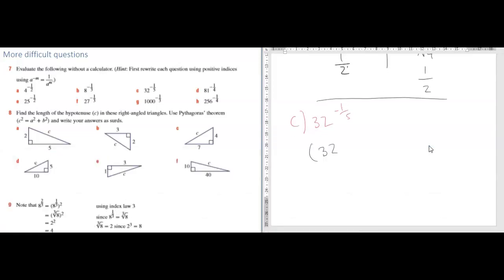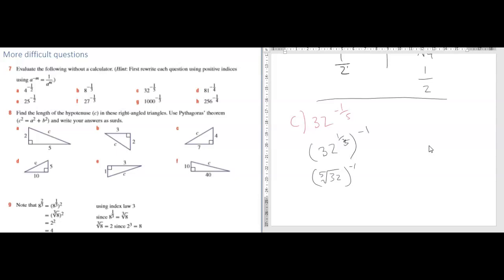I'm going to do it 32 to the power of 1/5, and then to the power of negative 1. Now, the reason I've done it that way is I just feel like 32 to the power of 1/5 is the 5th root of 32, and then we take that to the -1. I just feel like this way is easier.